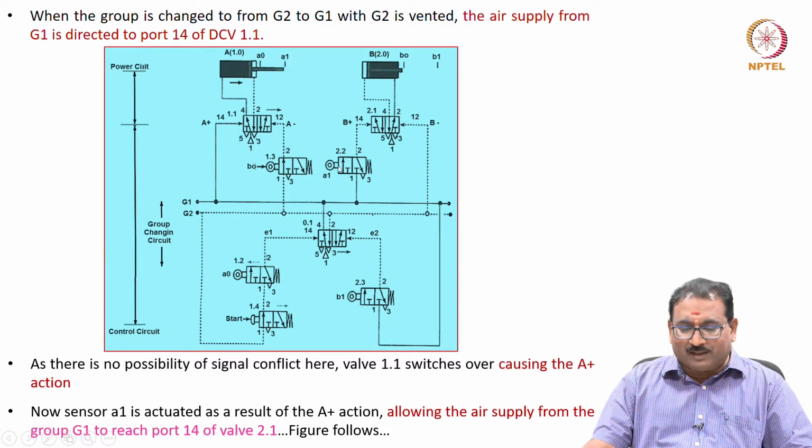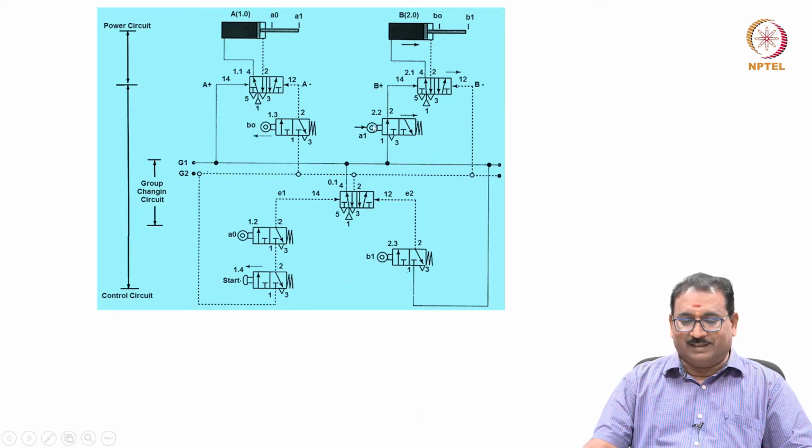You will see when it reaches A1, this will actuate. When it reaches this sensor, this valve will get actuated. What happens? G1 will send the energy to 2.1 through 14. Like this, you will see here how it is entering. After reaching, it will reach 14 of 2.1 from the group G1. So, there is no signal conflict here.